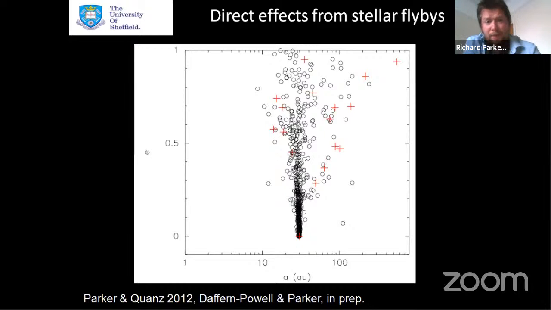And so we think that a small fraction of the observed exoplanets may actually be captured or stolen planets from other stars. And these planets typically have very high inclinations and fairly high eccentricities as well.